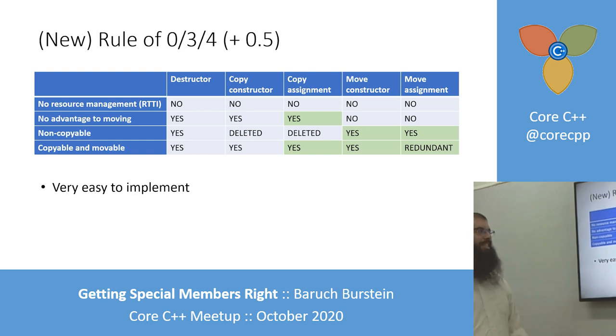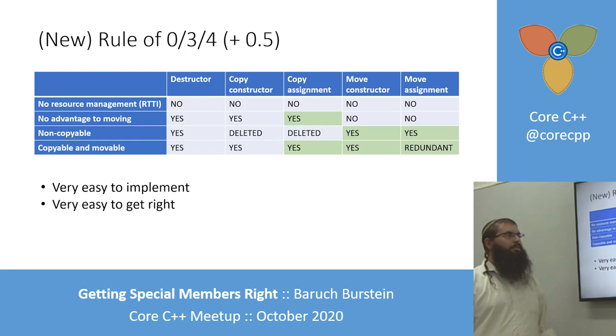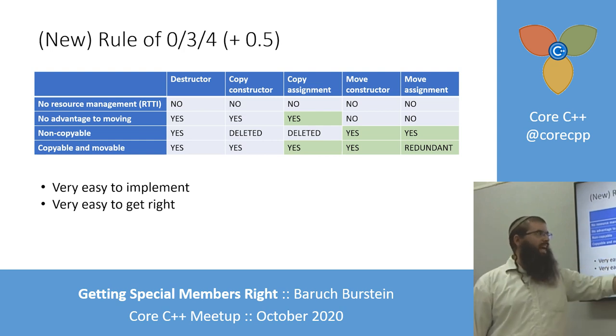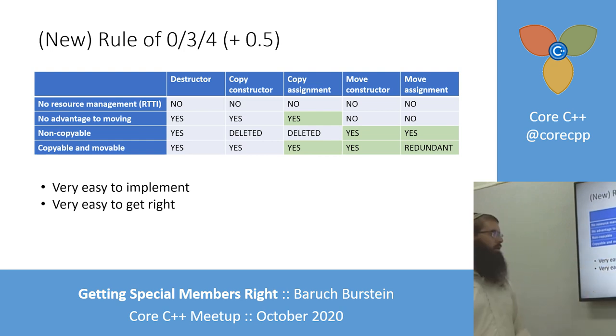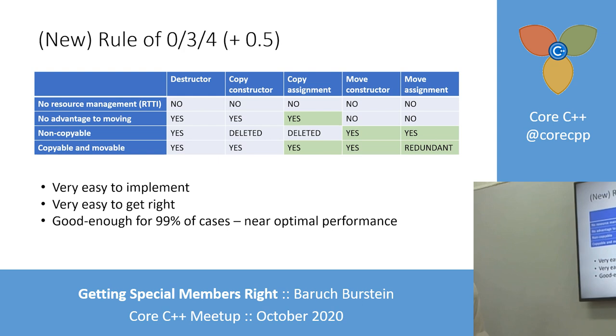This is very easy to implement, very easy to get right, since most of the functions are three or four lines long boilerplate. There are only two functions that actually have to be thought about. This is good enough for 99% or 95% or 90%, you can stick whatever number you want in here. And it is near optimal performance in most cases.